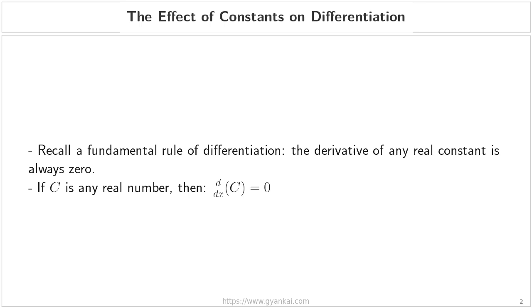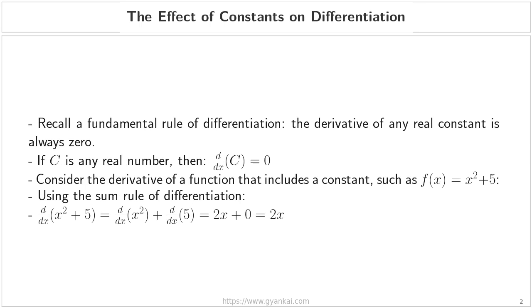What do I mean by a constant? A constant is just a number like 2, -5, or pi. So if we have a constant, let's call it c, then the derivative with respect to x of c, which I'll say as d over dx of c, is equal to 0. It's a very simple but crucial rule.